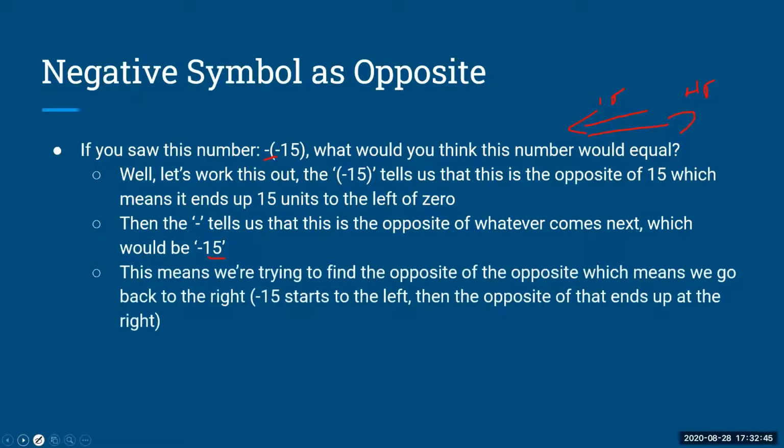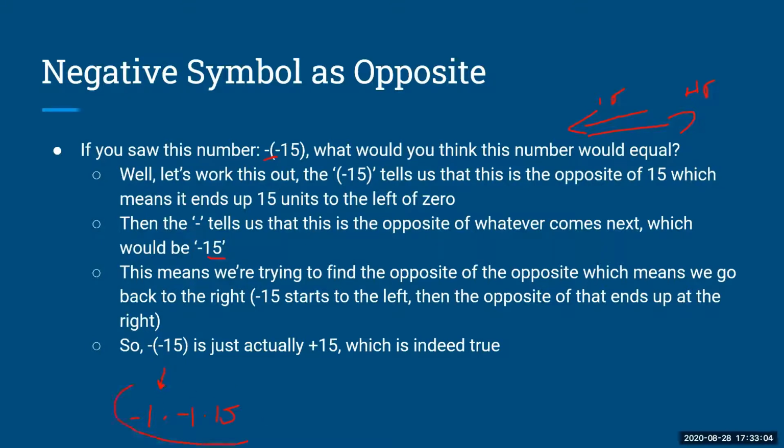So this means we're trying to find the opposite of the opposite, which means we go back to the right, because negative 15 starts to the left. Then the opposite of that ends up at the right. So you're kind of ping ponging back. So the opposite of the opposite of 15 is actually just positive 15, which is also true because this technically means 1 times negative 1 times negative 1 times 15. That's what this technically means. That's how you write negative numbers.